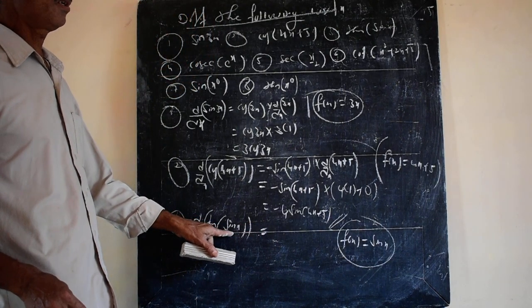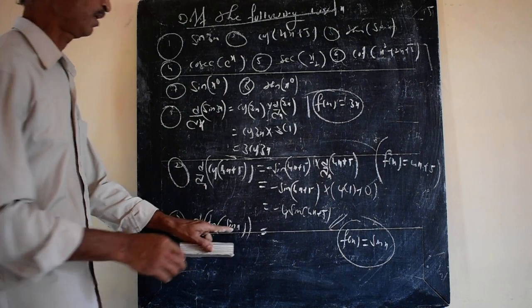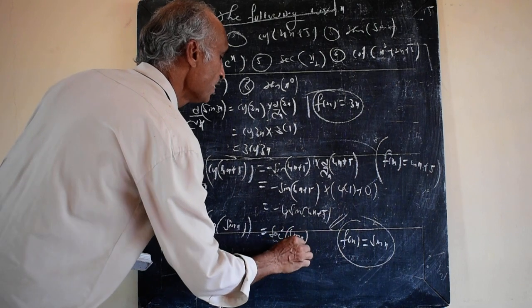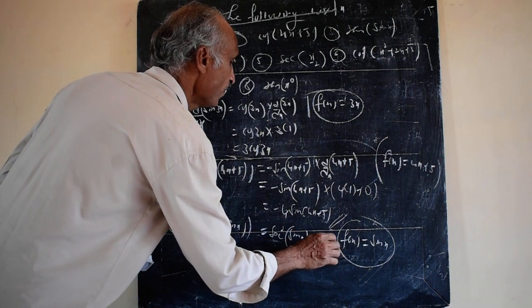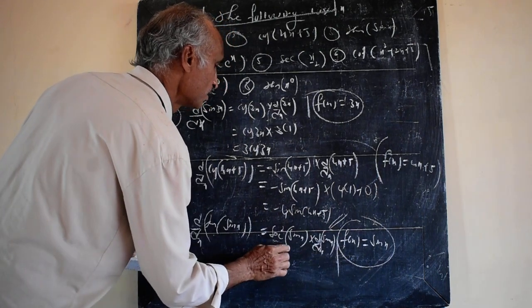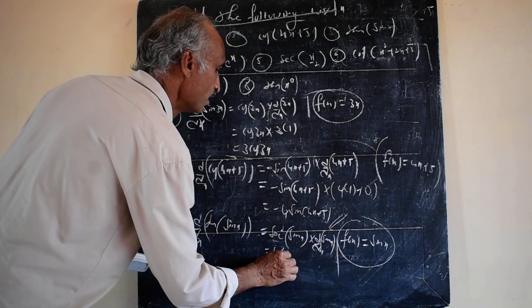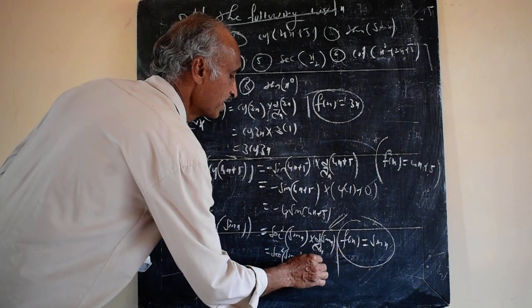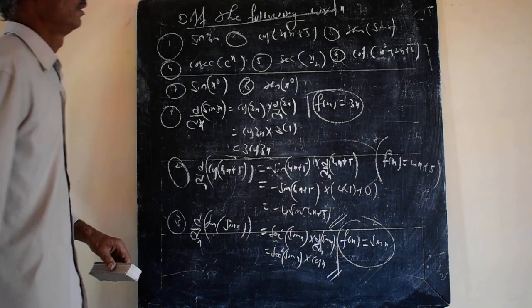Tan f of x differentiation. Tan differentiation is sec square. Therefore, it is sec square sin x into d by dx of f of x, sin x. Okay, that is sec square sin x. What is the differentiation of sin x? That is cos x. That's all.